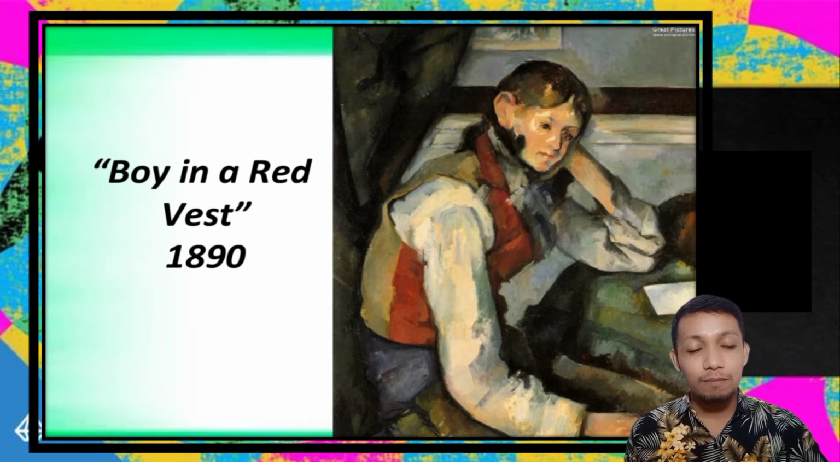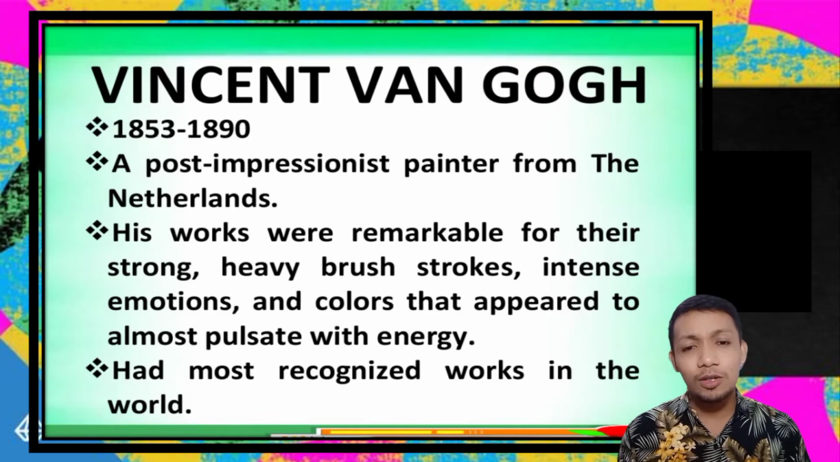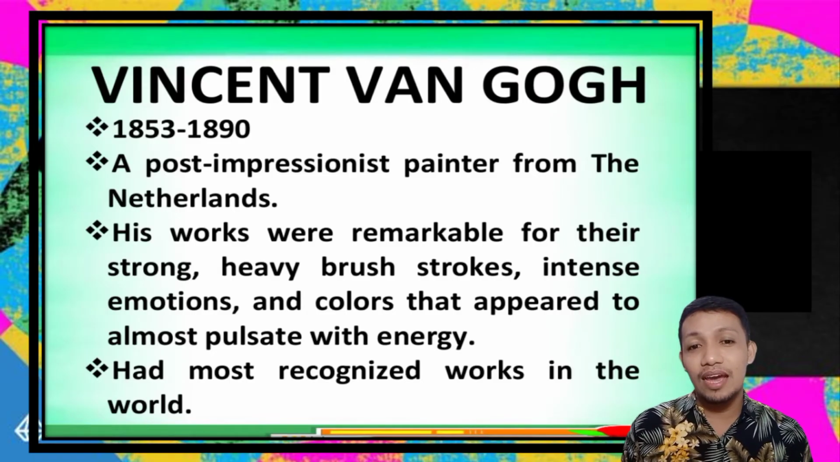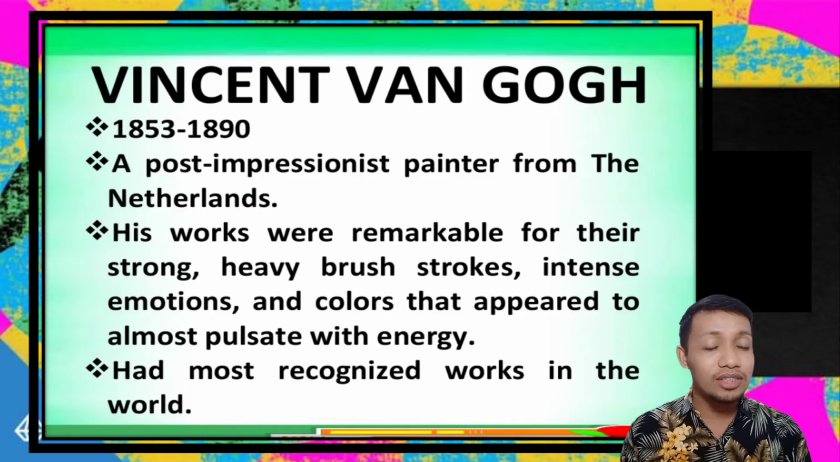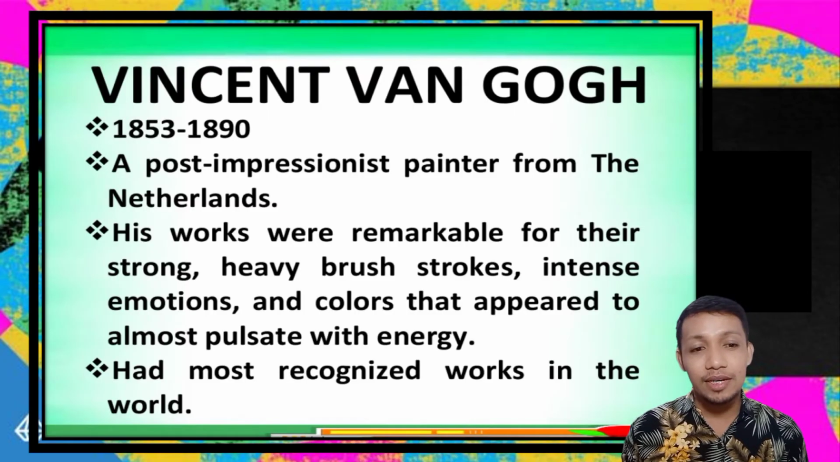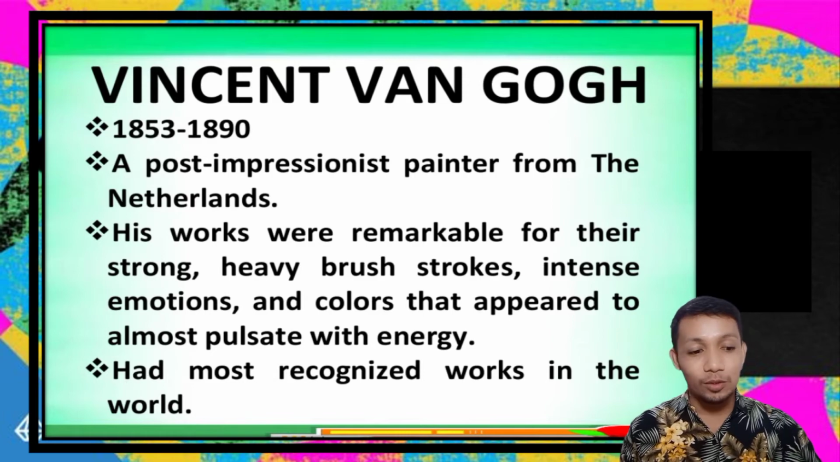Aside from him, Paul Cézanne, we also have the very popular Vincent van Gogh, because up to this day we can still hear his name and we can still hear about his works. Vincent van Gogh was born in the year 1853 and died in the year 1890. He was a post-impressionist painter from the Netherlands. His works were remarkable for their strong, heavy brush strokes, intense emotions, and colors that appeared to almost pulsate with energy. He had some of the most recognized works in the world.